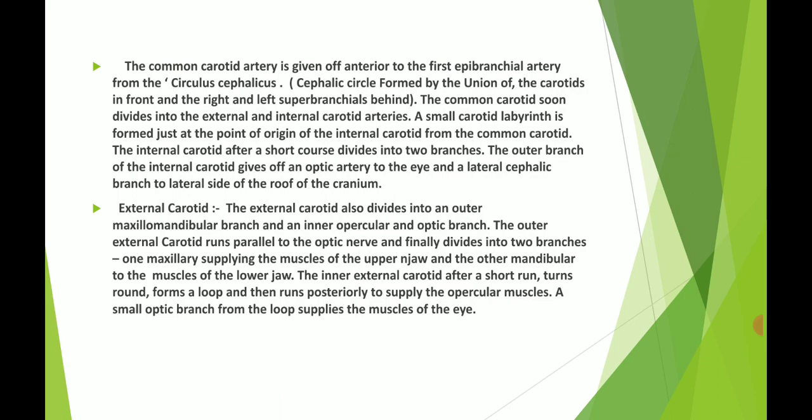runs posteriorly to supply the opercular muscles. A small optic branch from the loop supplies the muscles of the eye.